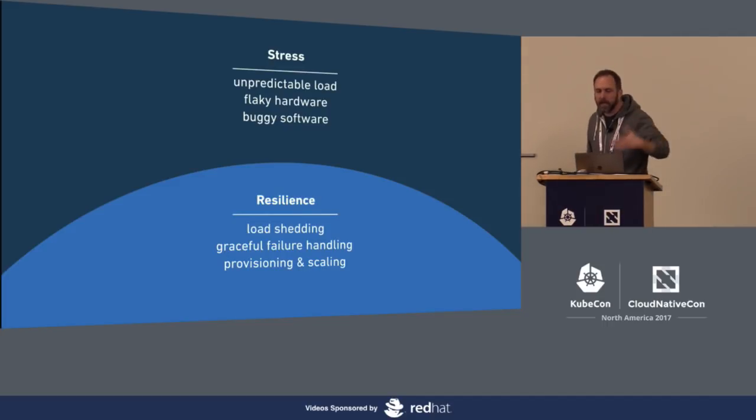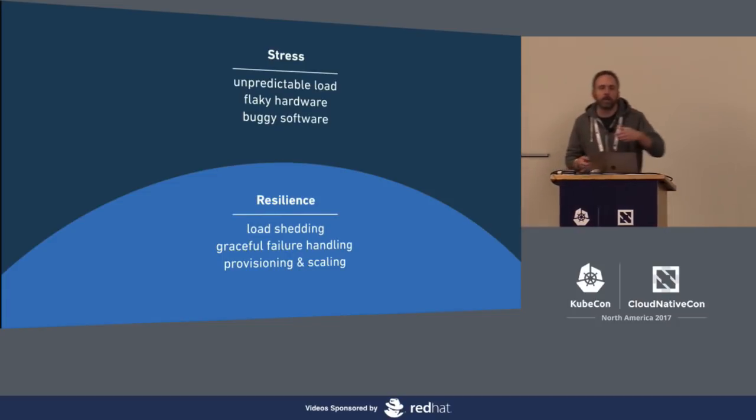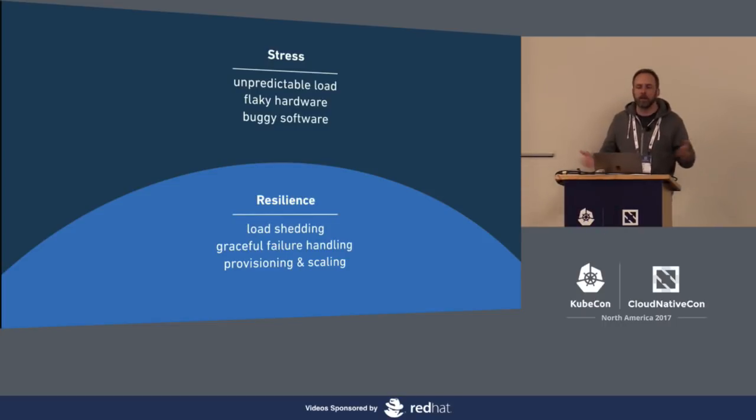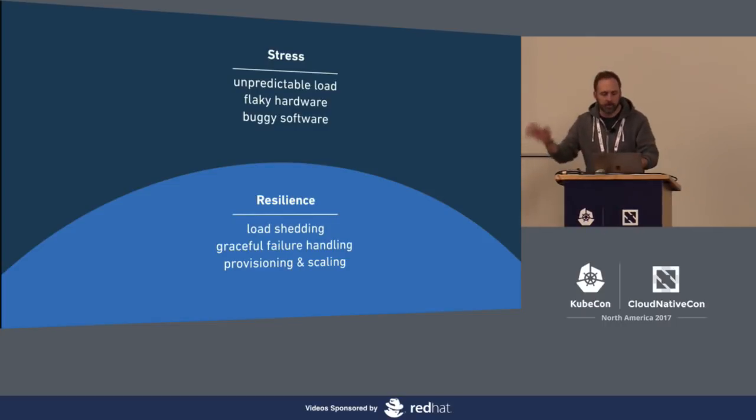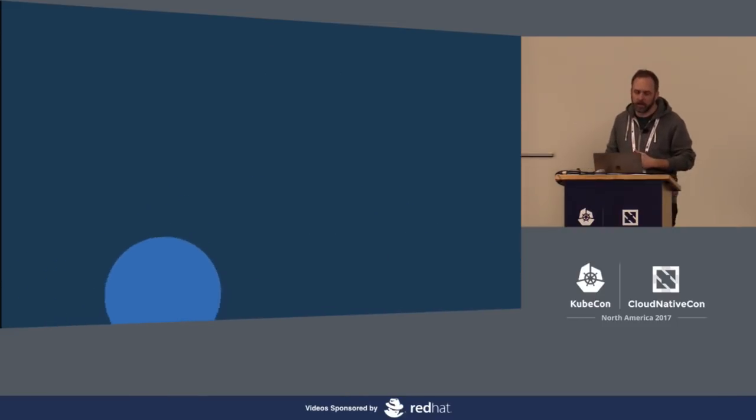And in response to all these sources of stress, from inside the application and from the outside world, we want to be resilient. How do we do that in software? We want to be able to shed load in a way that doesn't penalize the entire system. We want to be able to handle failures gracefully, and we want to be able to provision and scale and all that good stuff.